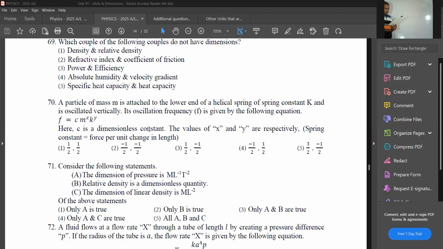A particle of mass m is attached to the lower end of a helical spring of spring constant k and oscillates vertically. Its oscillatory frequency f is given by the following equation. Here, C is a dimensionless constant. The values of x and y are respectively.